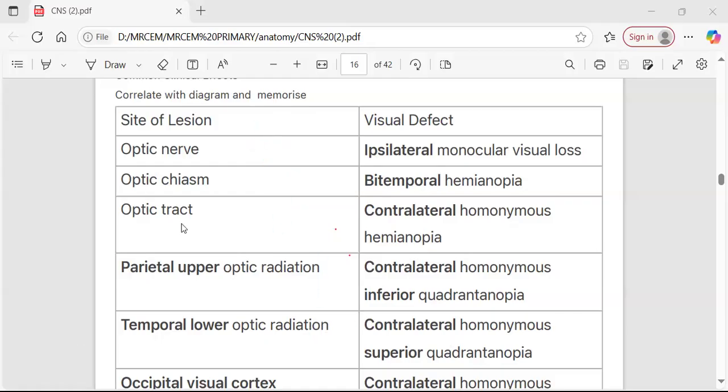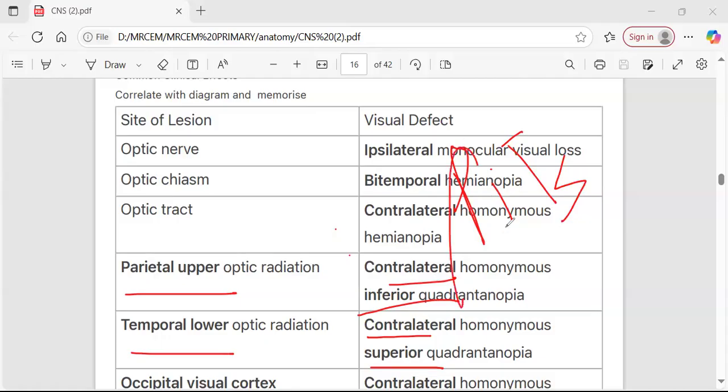The other thing that is important, you must remember parietal optic radiation, that will lead to the contralateral inferior quadrantanopia. Temporal, that will be contralateral superior. So that's how you can remember from the mnemonic PITS. PITS, okay. Parietal, that will be inferior quadrantanopia, these are upper optic radiation. And temporal, that is superior, S for superior quadrantanopia. So you must remember that.